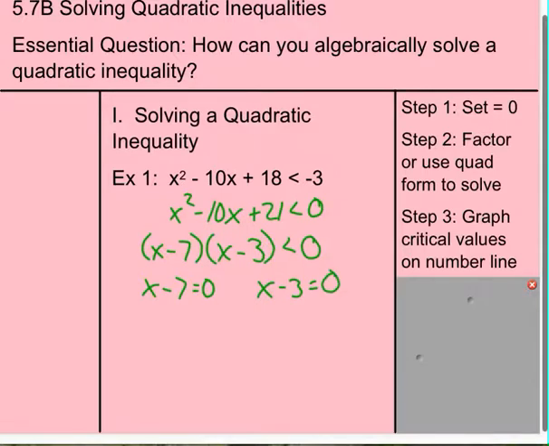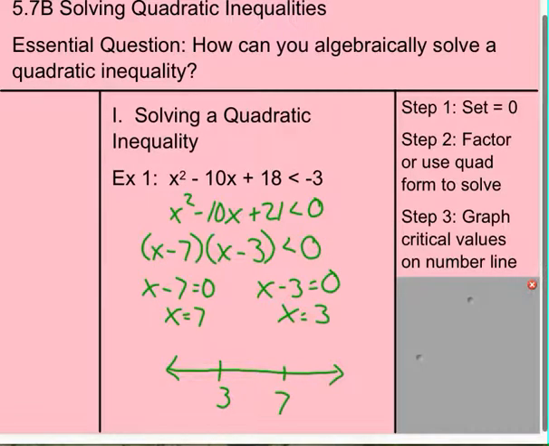Again, I'm using equal signs because these are finding the critical values, and these are the numbers that we will graph on the number line. Then we will figure out where to shade. So we get x equals 7 is our first critical value, and x equals 3 is our second. So step 3, we're going to go ahead and graph these on our number line.